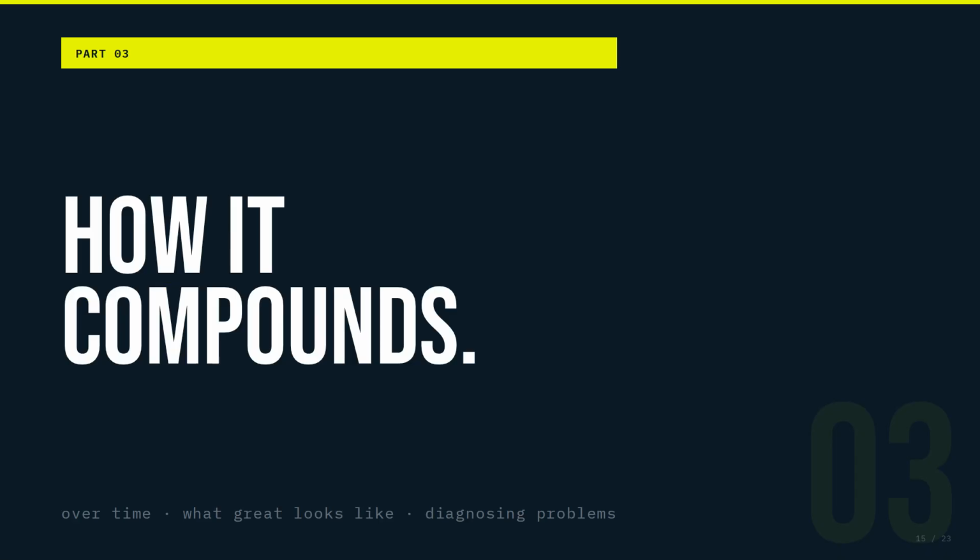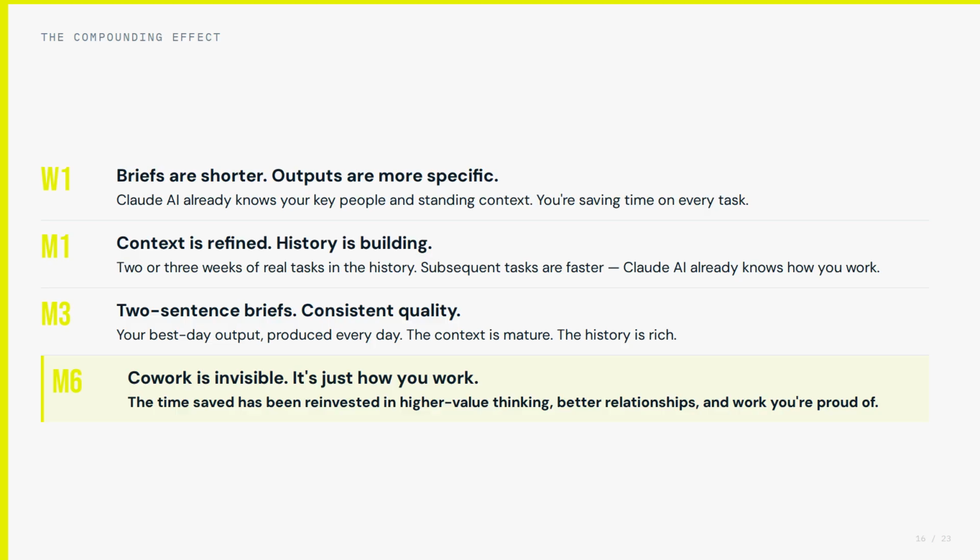Part 3. How Cowork compounds over time. Here's what happens over time in a well-maintained Cowork project. Week 1. You've written a good project context. Your briefs are shorter than they used to be. The outputs are more specific because Claude AI already knows the key people and the standing context. You're saving time on every task.